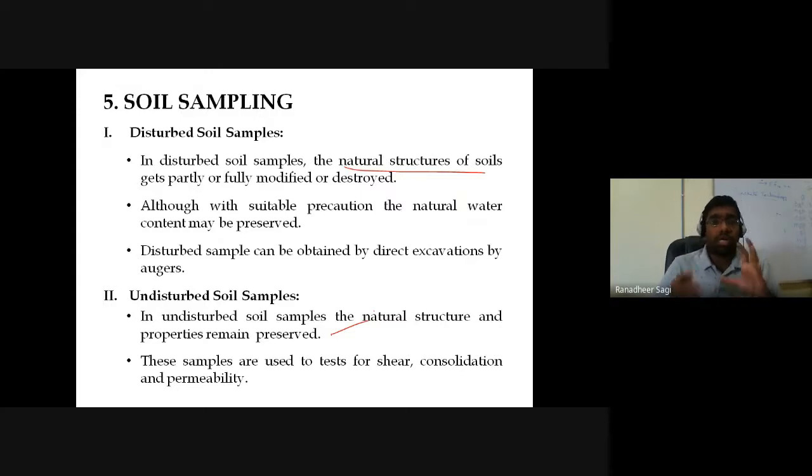Okay, so your disturbed soil samples can be used for determining the index properties of the soil, like your grain size analysis or your plasticity, like your Atterberg limits. Those values can be determined with the help of your disturbed soil samples. And from your undisturbed soil samples, you can determine both your index properties as well as other engineering properties, like the permeability of the soil, shear strength of the soil, and the consolidation aspects of that particular soil. All that we can find out on your undisturbed soil sample.